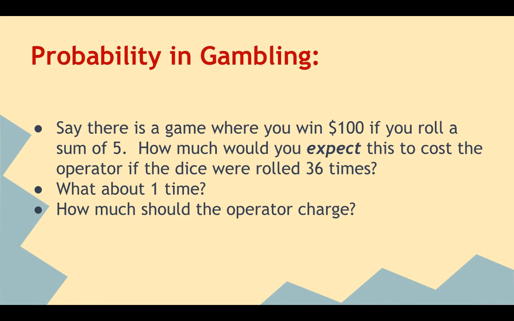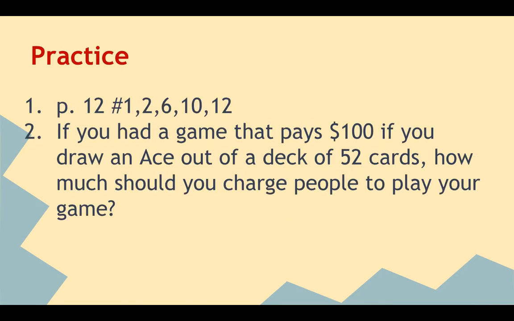And so that's really the idea of expected value, is that one time, because that helps you figure out what the operator would charge. So if you think about this for a while, you realize that there's $400 given out every 36 times. And so if we divide 400 by 36, we figure out what it is per game, and then we just charge more than that. And that's basically how things work.